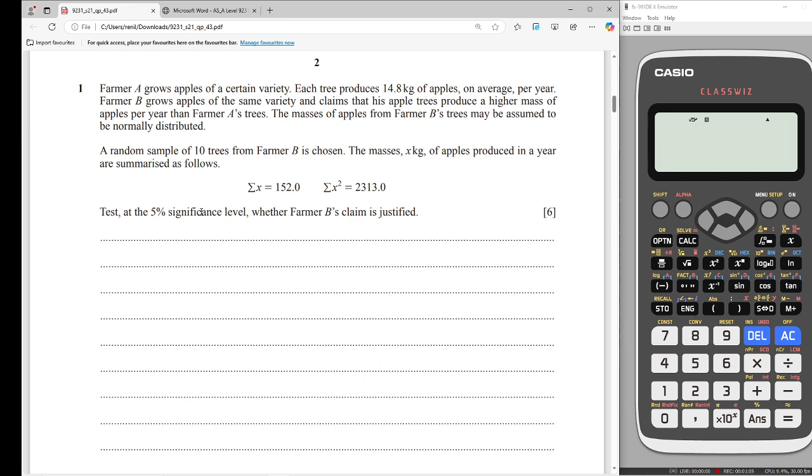So for this, basically we start off with our hypotheses whenever we do testing. Farmer B is claiming that his apple trees produce a higher mass of apples per year than farmer A's, meaning to say that on average the mass of his is greater than the mass of farmer A's trees. So H null, our null hypothesis, always states that the mean will be equal. So that means the mean of farmer B equals farmer A's, in this case 14.8. However, our alternative hypothesis is what farmer B is claiming, which states his mean of apples is greater than 14.8.